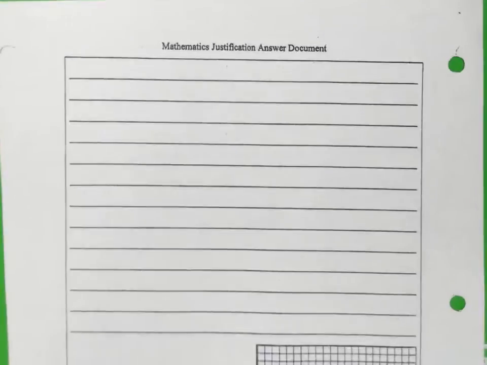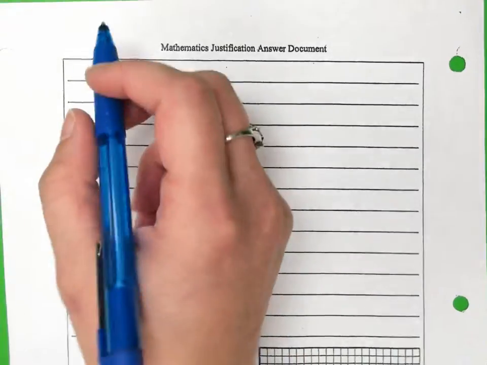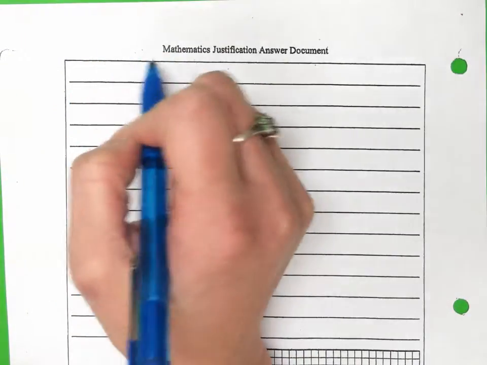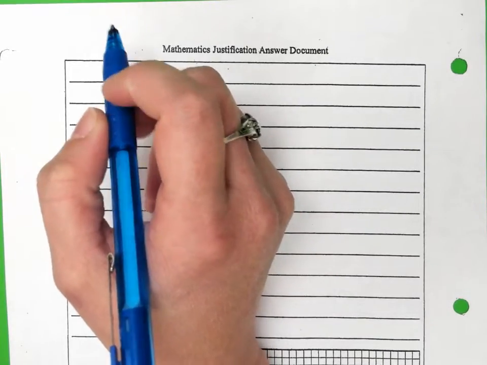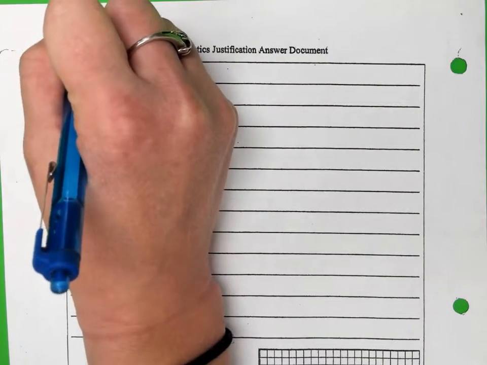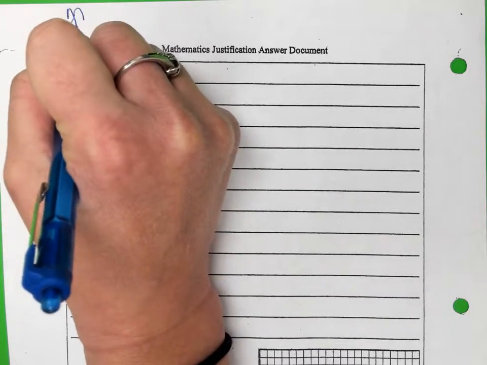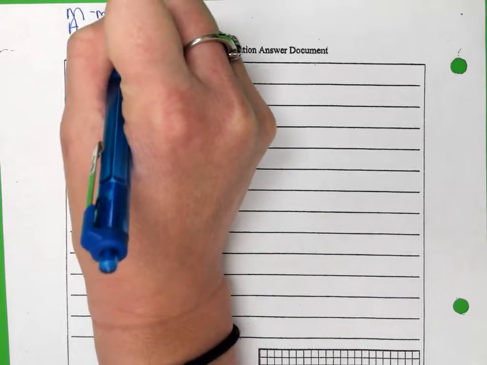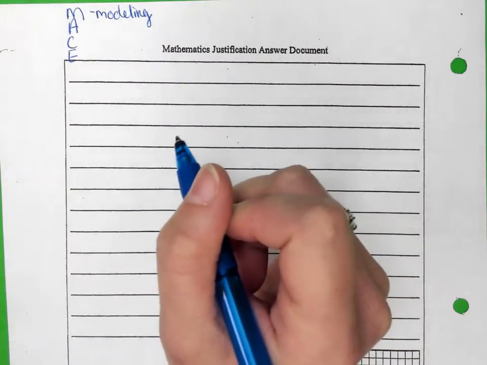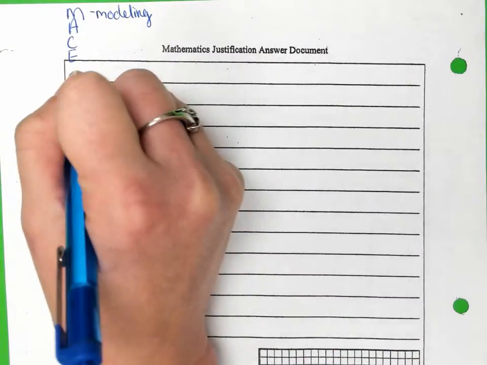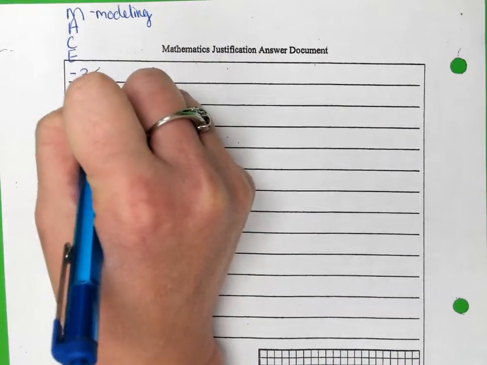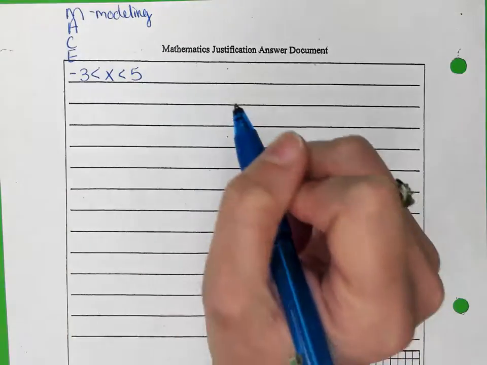So grab your justification sheet, and I put it on the back of the other one. That way you could kind of use both at the same time, okay? So let's flip this over. Remember, what was the little sing-song that we used to remember how to write this correctly? Start with an M. Mace. There you go. And M stands for modeling. So the way we're going to model is we're going to write these all in the same way. So the first one was -3 less than X less than 5.